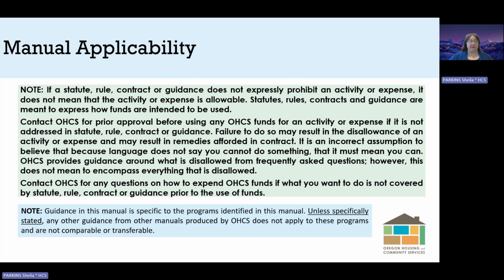It's also important to remember that each manual is specific to the program for which it was created, and nothing in the manual applies to other programs, and nothing in other program manuals applies to the programs that we'll be discussing today, unless it is expressly identified in the manual, such as the HSS Program Standards Guidance, which applies to all HSS programs. Information is not transferable between manuals. Again, if you have any questions, feel free to contact us.